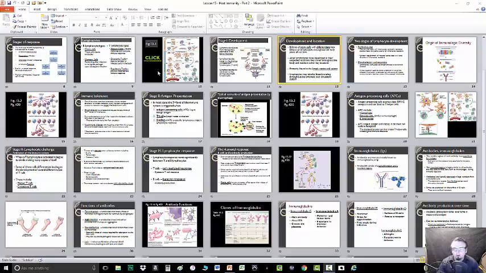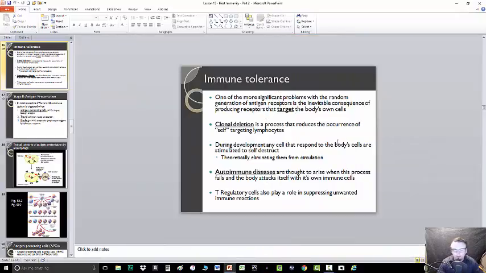Hey guys, we're going to pick up where we left off in lecture, and we left right up here with immune tolerance. I went ahead and covered this anyway, but I said I'd come back to it.